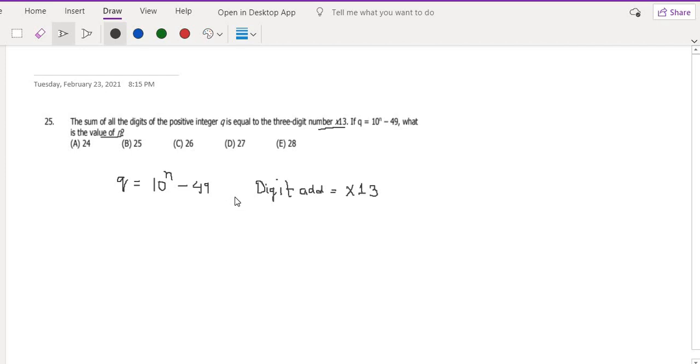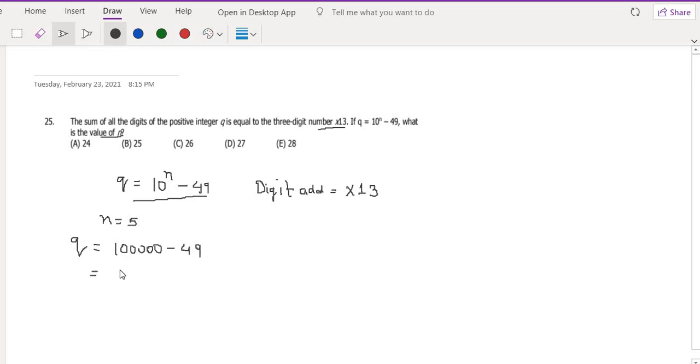So let us first find out what this is. Intuitively we know, but let's take a number and try to understand how it works. Let me take some simple number. Let's say n is equal to 5. So what would your q be in that case? It would be 1 lakh, minus 49.